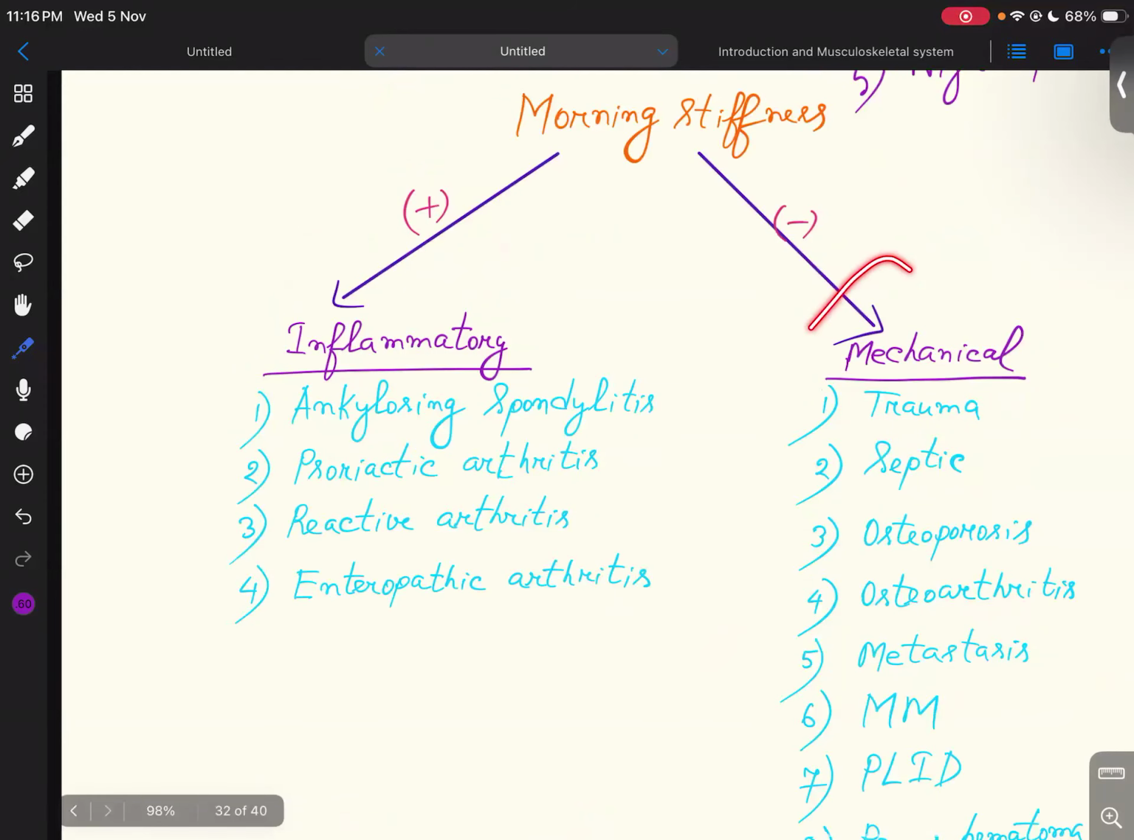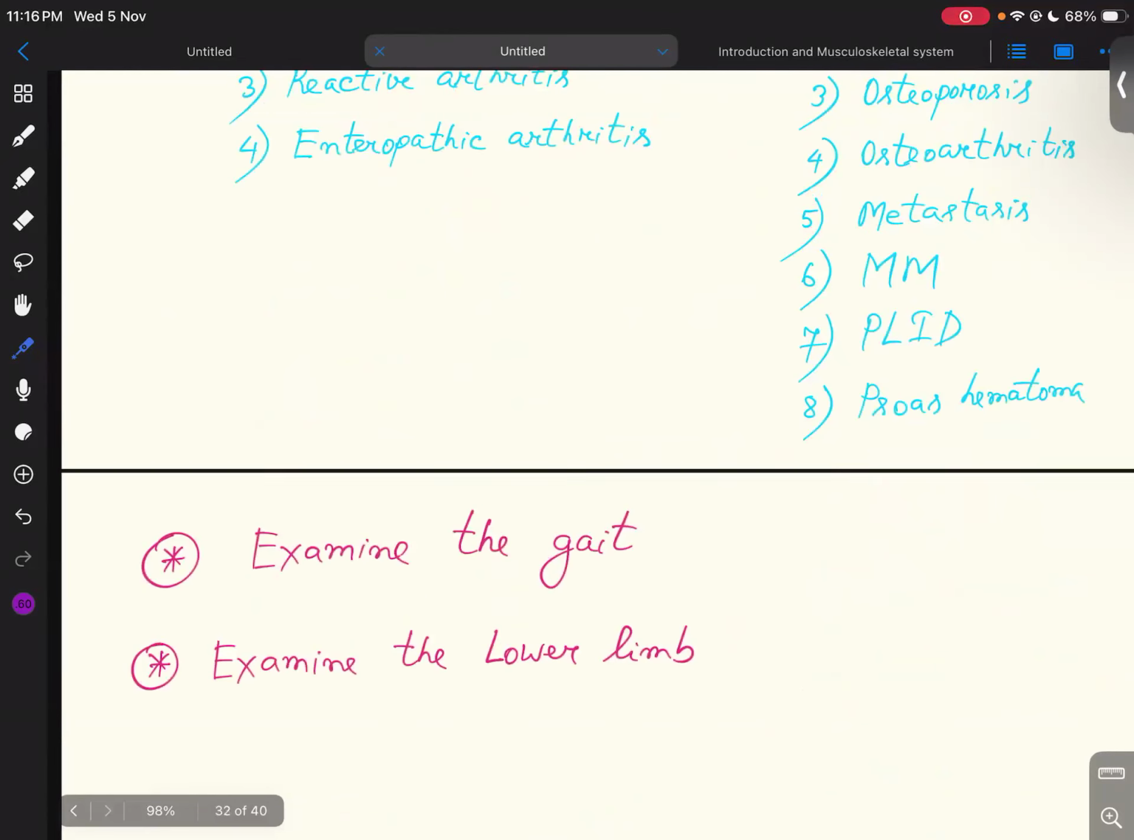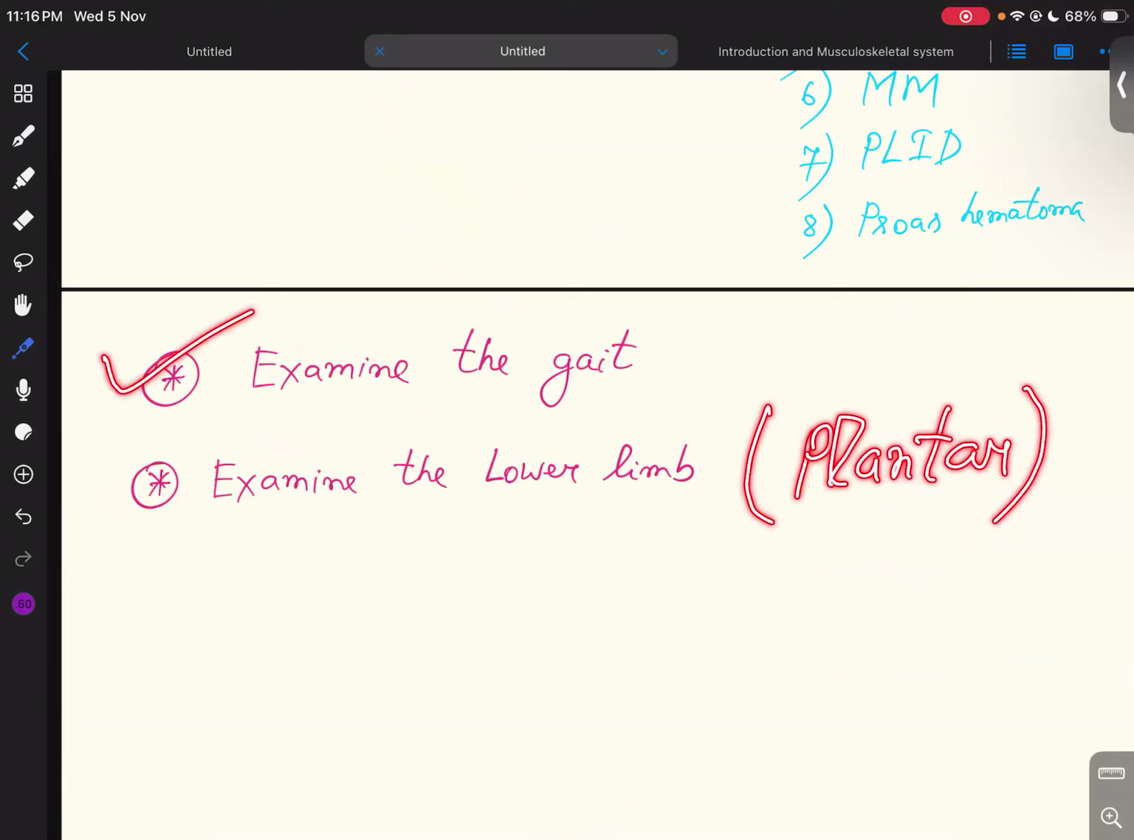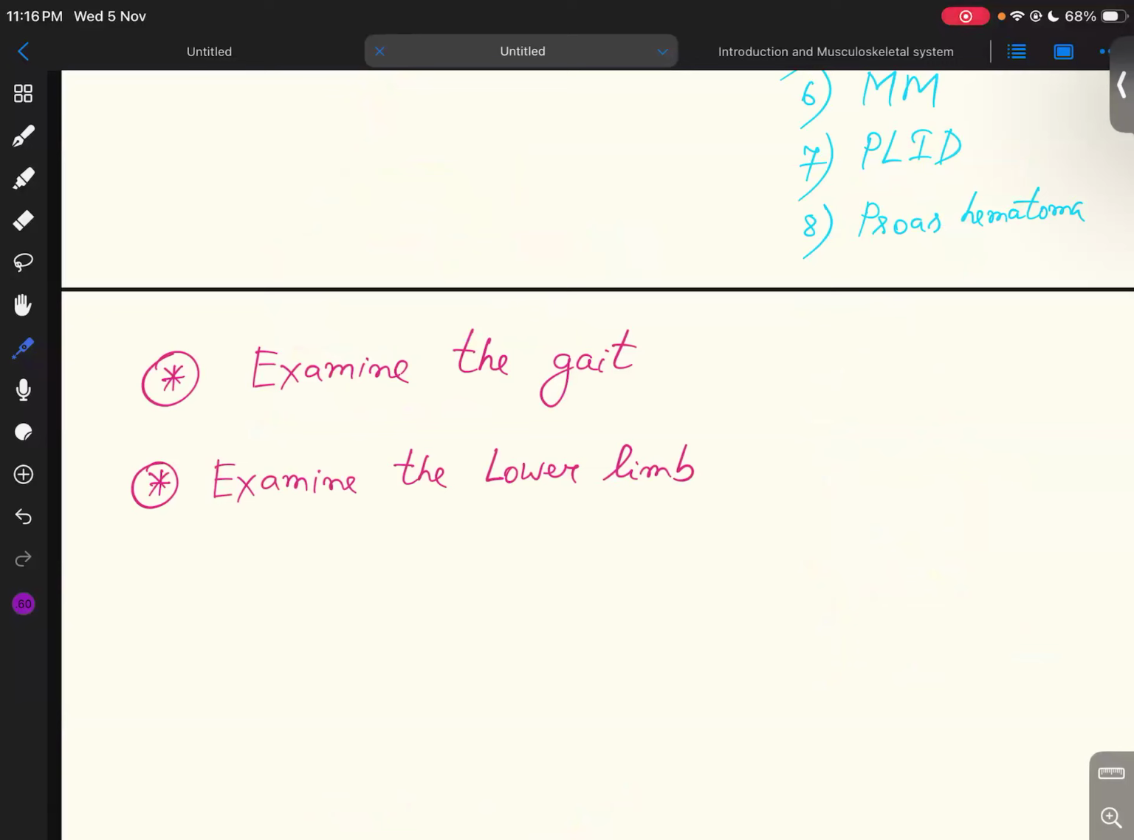So this is all for mechanical back pain. And in case of mechanical back pain, we have to examine the gait, and we have to examine the lower limb. At least check the plantar, ruling out any compression. And these are the important things that many candidates miss. Not all the candidates, but many candidates miss examining the gait, miss examining the lower limb. Then they lose marks in the physical examination section.